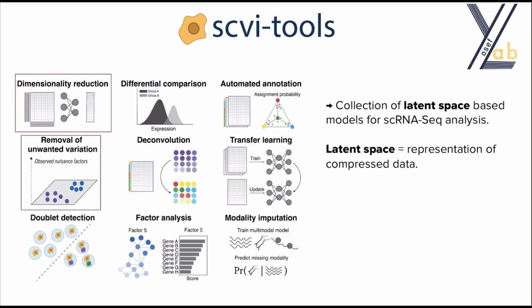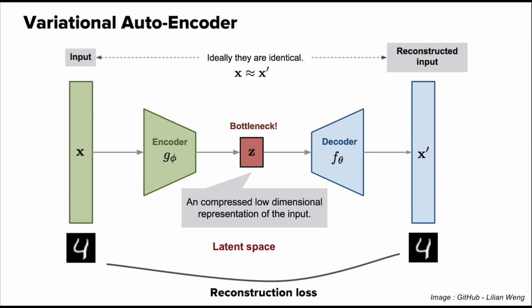These deep learning models are based on the variational autoencoder, which is a mathematical model in which the input data, here the matrix X, can be an image, as in this example, or a gene count matrix in transcriptomics data, and in scVI-tools use of the variational autoencoder, this input data goes through an encoder, which is a neural network of which the parameters need to be optimized. This encoded input is then the latent space, a compressed low-dimensional representation of the input.